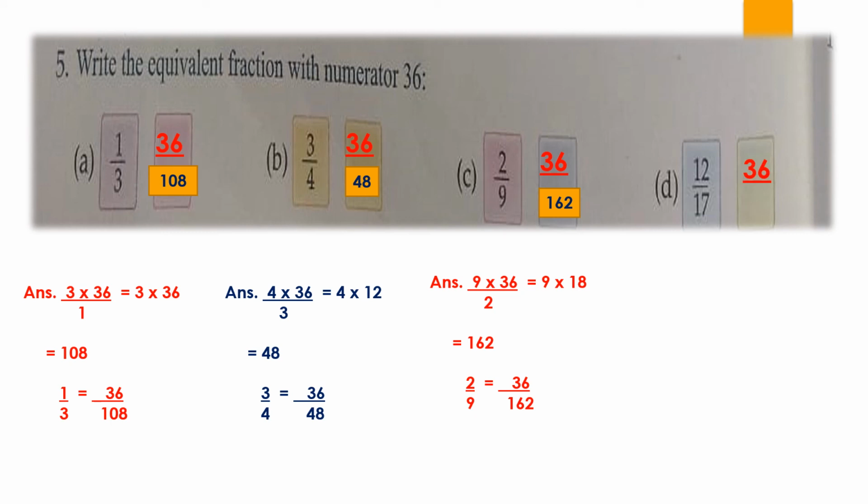D part, 12 upon 17 equivalent to, you have to find out. Now 17 into 36 upon 12. Now 12 and 36 both come in the same table, 12. That is 12 3s are 36. So 17 into 3 will give you 51. Now 51 you will write on the denominator, and the equivalent fraction will be formed: 12 upon 17 equal to 36 upon 51. So children, in this way you will do it.